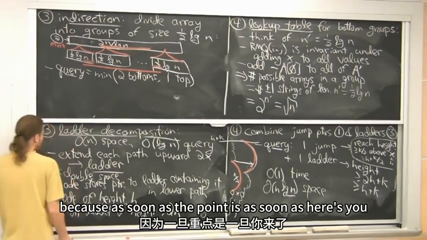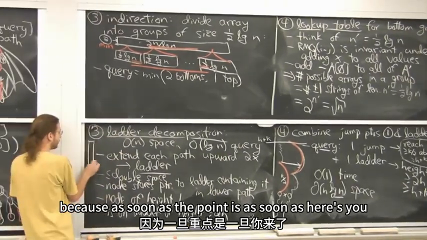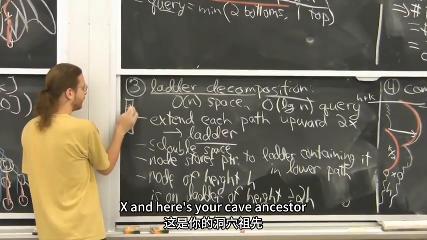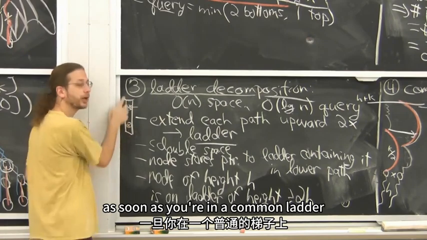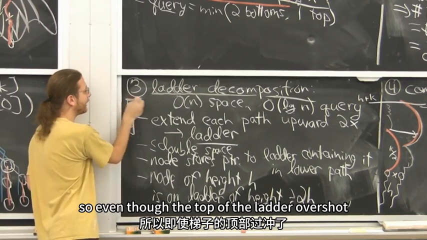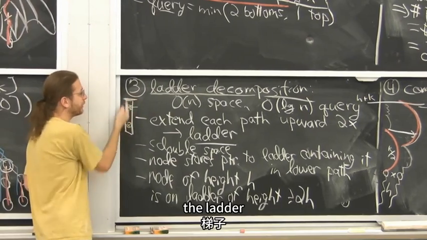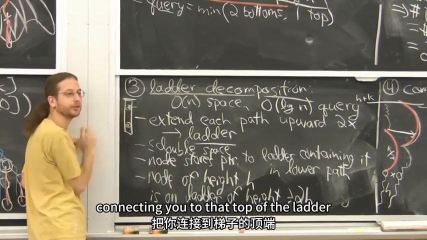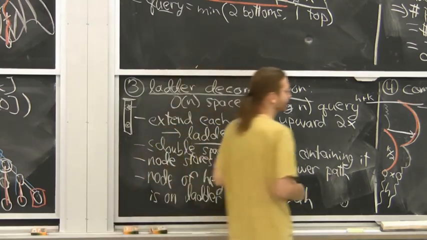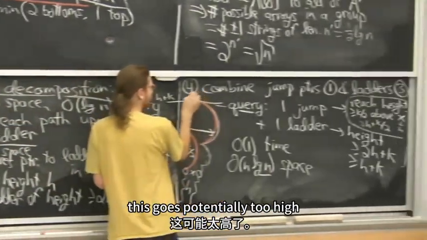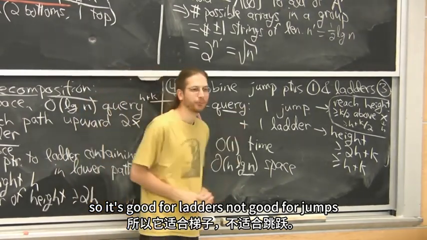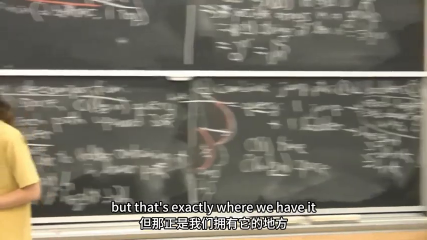Because the point is, here's u, x, and here's your kth ancestor. This is the answer. As soon as you're in a common ladder, then the array tells you where to go. So even though the top of the ladder overshot, there will be a ladder connecting you to that top of the ladder. So as long as it's somewhere in between, it's free. Yeah, so that's why it's okay. This goes potentially too high. So it's good for ladders, not good for jumps, but that's exactly where we have it.